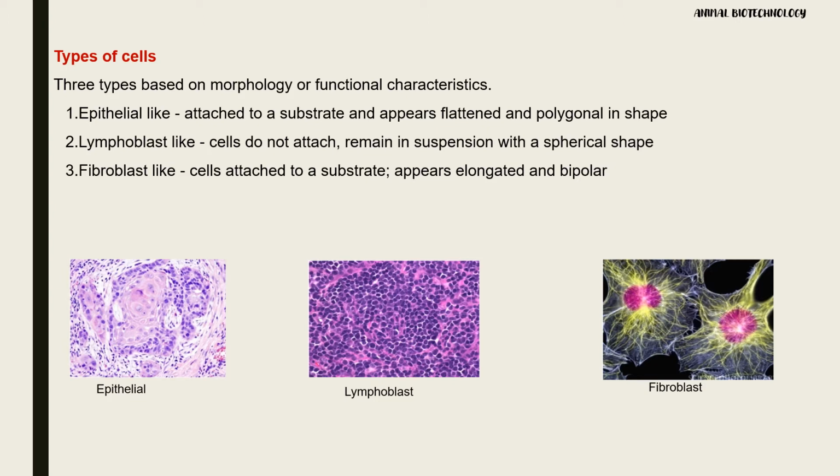The epithelial-like cells are attached to the substrate and appear flattened, and the cells are polygonal in shape, as shown in the figure below. The lymphoblast cells are the cells which do not attach themselves to the substrate. They are spherical in shape and remain suspended in the media. The fibroblast cells are attached to the substrate but look elongated and bipolar, as shown in the figure below.